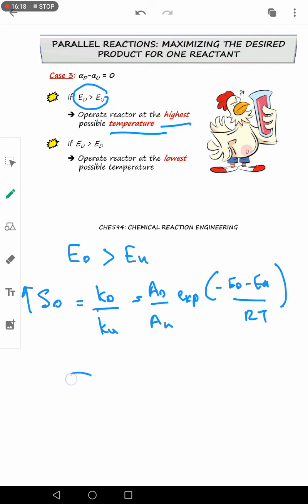And if activation energy of desired is less than EU, so meaning that in order to maintain the high selectivity, you have to make sure that the temperature is the lowest possible. It's related to the exothermic and endothermic punya condition actually.